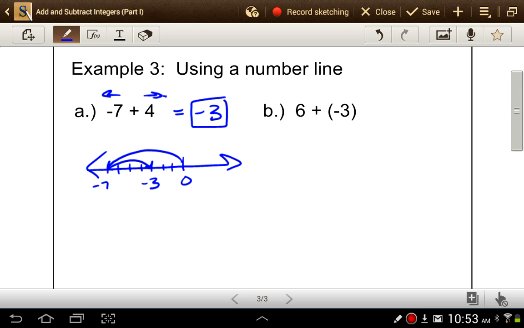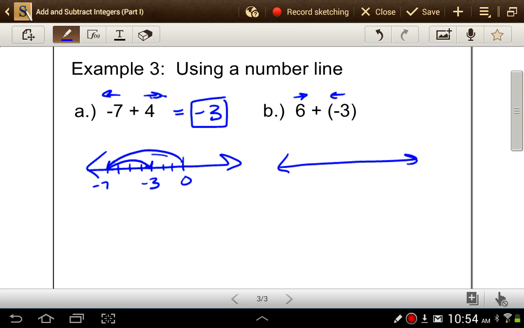My first number went left 7. My second number said go back right 4. And you go from where you left off after the first number. It's kind of continuing. Okay. In problem B, the first number is 6. That goes to the right. The second number is -3. That goes to the left. They're going in different directions.